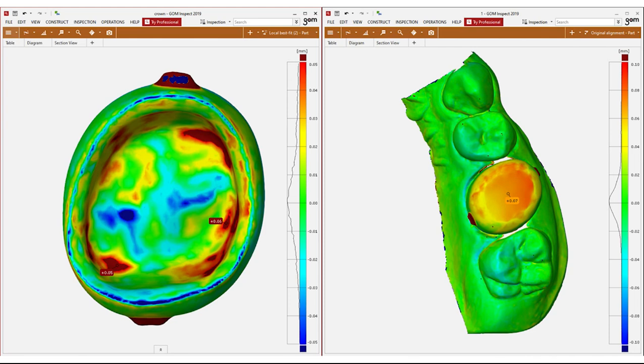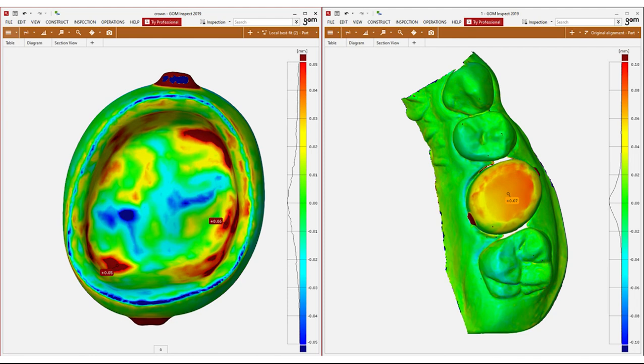On the left is the 50 micrometers resolution. The dark red color represents the error region beyond 50 micrometers. These are concentrated in the line angle area. This crown will eventually have premature contact at the line angle and will not go in all the way.